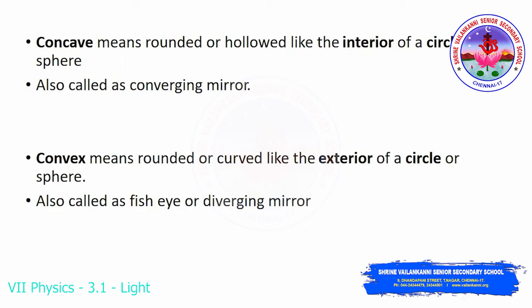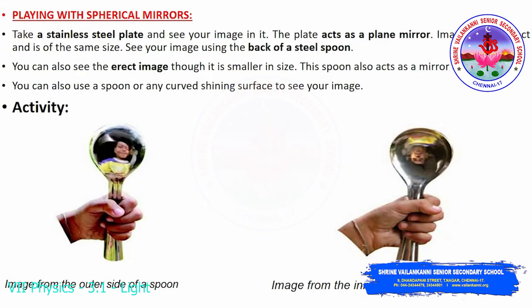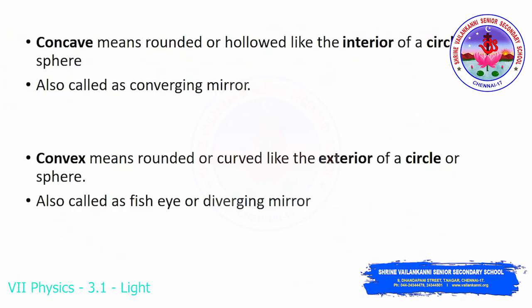What is meant by concave? Concave means a rounded or the interior of a circle. How does the interior of the circle look? It is much similar to the interior of the spoon which we have discussed in this picture. The interior of the spoon will be like this, right? Through which we will hold all the food, or any other quantities. So this interior of the circle represents a concave mirror. You can also call it a converging mirror.